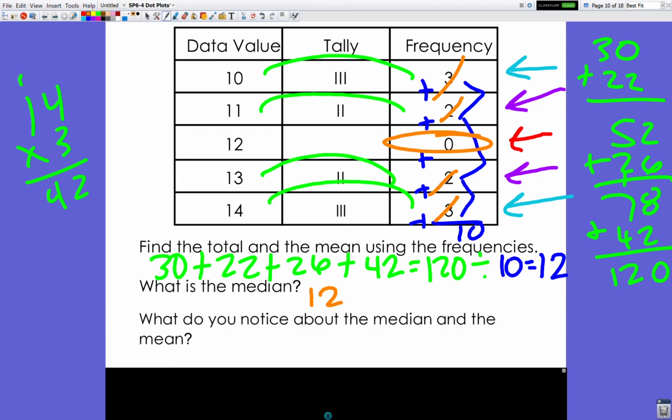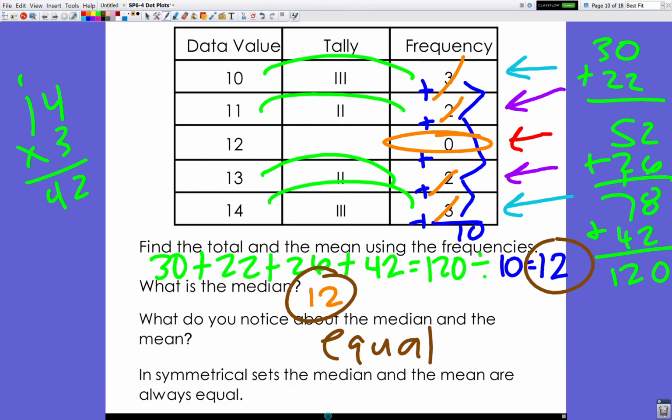What do you notice about the mean and the median? Well, they're both equal. In symmetrical data sets, the median and the mean are always equal.